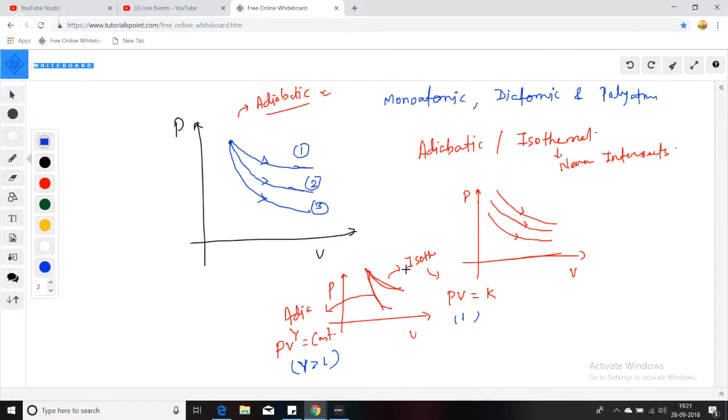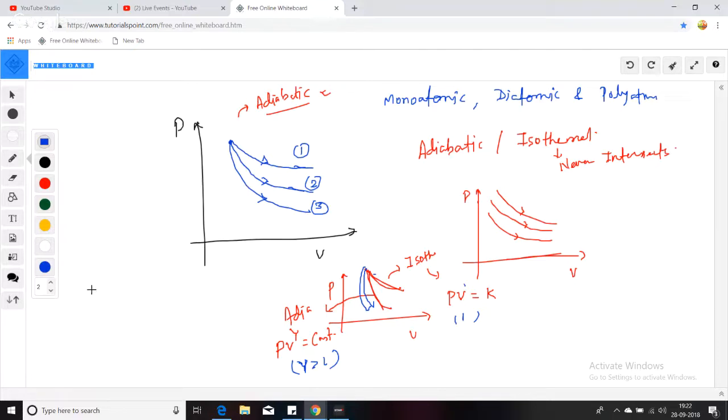Correct. So can we say one thing? As the power of V increases, the graph starts shifting down, towards this side. Yes or no? Can we say this? As the power of V increases, the graph shifts downwards. It means the more the value of gamma, the more the graph will shift downwards.